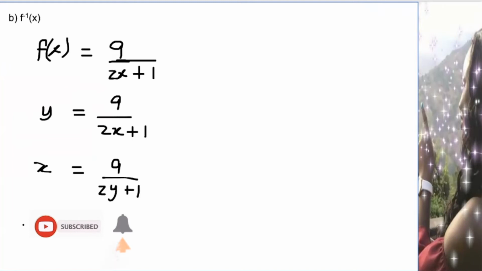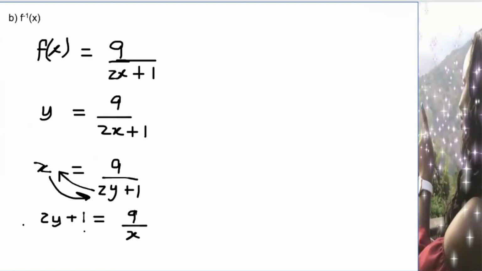Now I'll be cross multiplying, so carrying the 2y plus 1 over the equal sign to the left, and the x goes into the denominator. So switching positions. Now making y the subject, I carry the 1 over the equal sign, so that becomes negative. So what I'll have is 2y is equal to 9 over x minus 1. Now the next step is to divide both sides by 2.